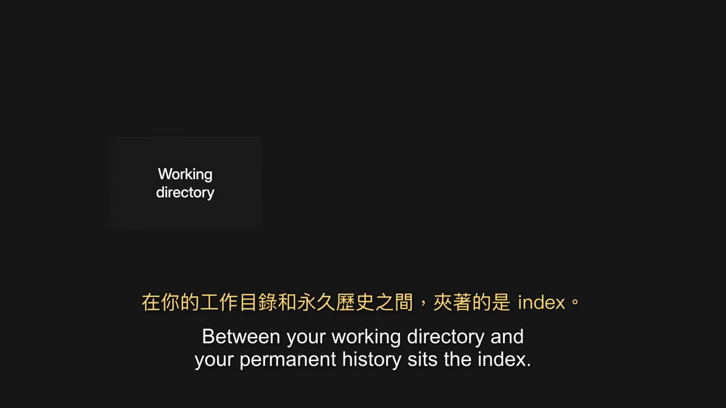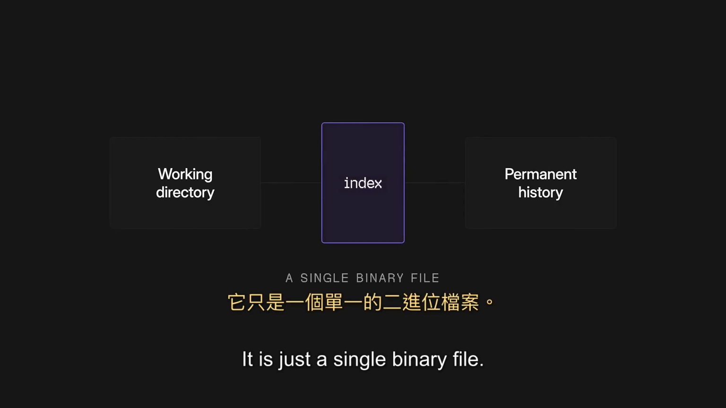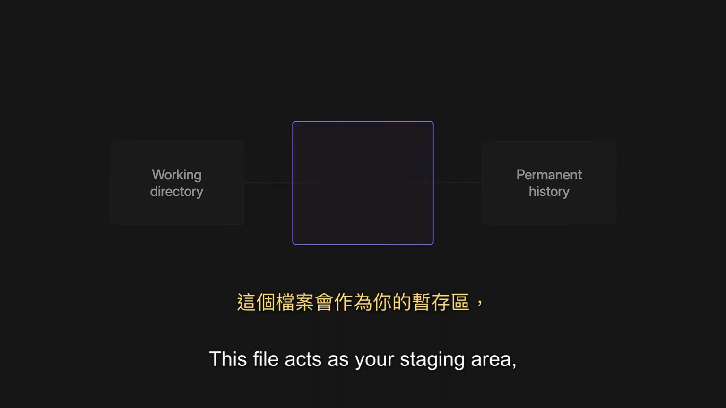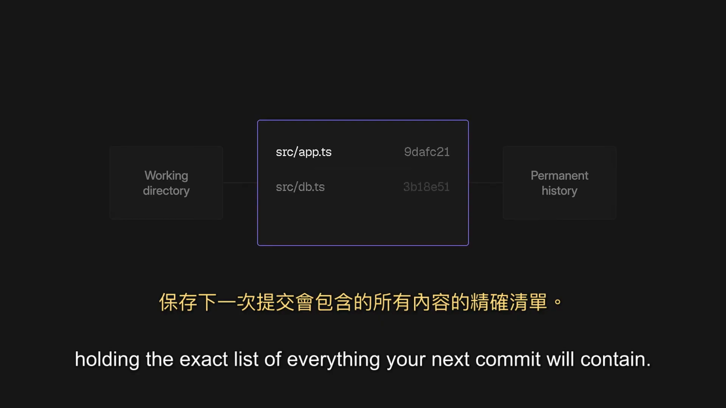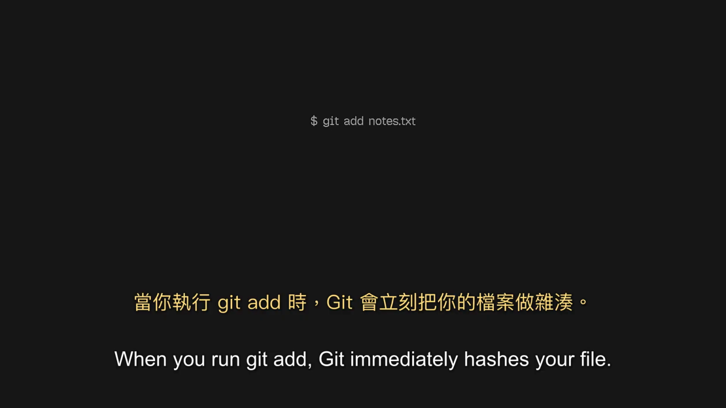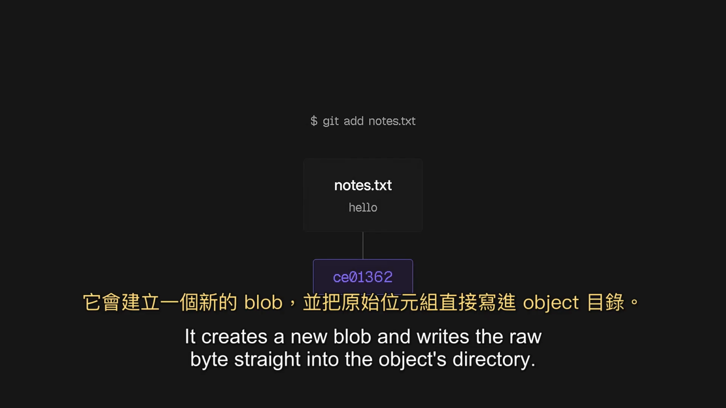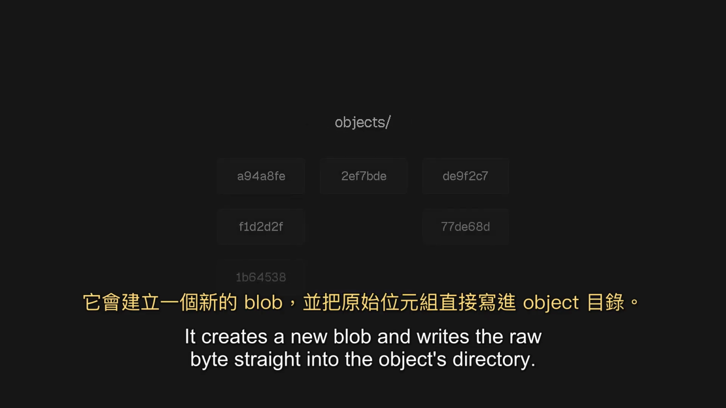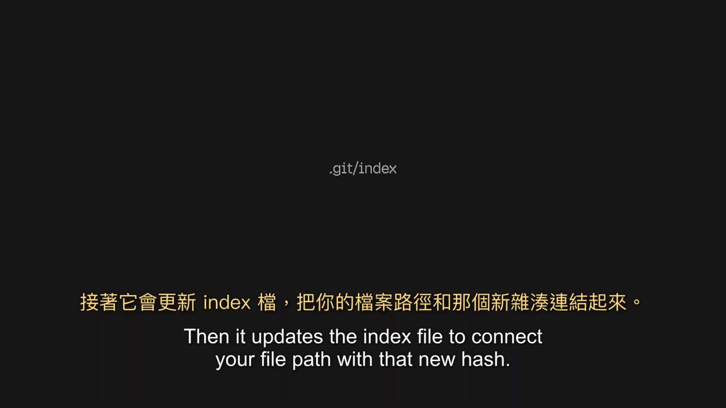Between your working directory and your permanent history sits the index. It is just a single binary file. This file acts as your staging area, holding the exact list of everything your next commit will contain. When you run git add, Git immediately hashes your file. It creates a new blob and writes the raw bytes straight into the objects directory. Then it updates the index file to connect your file path with that new hash.